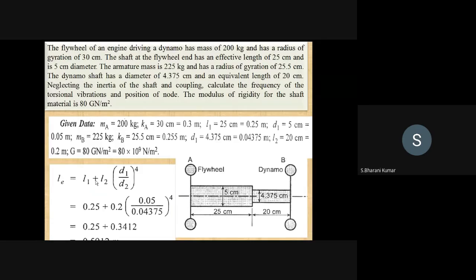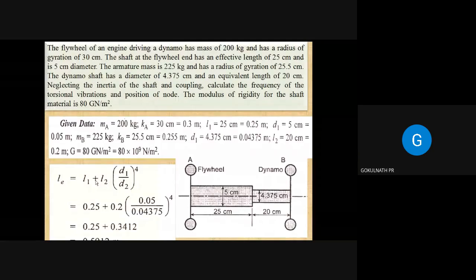Gokulnath PR. Gokulnath? Sir. Explain the sum, from the question onwards. Sir, a flywheel of an engine driving a dynamo has mass 200 kg and has radius of gyration. They have given the mass of the first one and then its k. Next, the shaft at the flywheel end has an effective length L1 and D1, sir. L1 is 25, D1 is 5. Next, armature mass is 225. That is the second one.